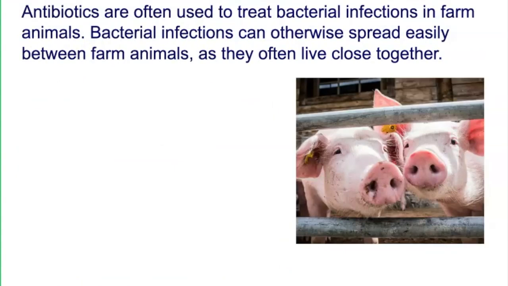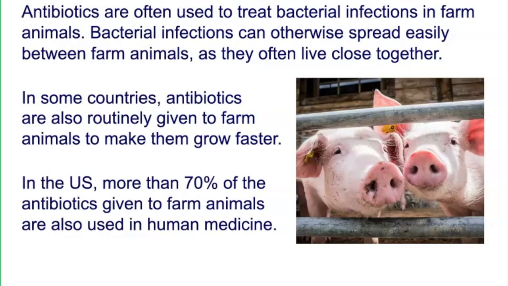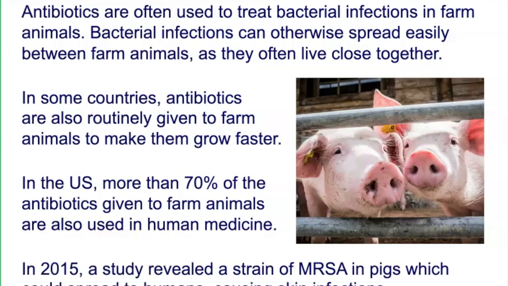We use a large number of antibiotics in farming. Antibiotics are often used to treat bacterial infections in farm animals. Bacterial infections can otherwise spread easily between farm animals, as they often live very close together. In some countries, antibiotics are also routinely given to farm animals to make them grow faster. In the US, more than 70% of the antibiotics given to farm animals are also used in human medicine. In 2015, a study revealed a strain of MRSA in pigs which could spread to humans, causing skin infections.